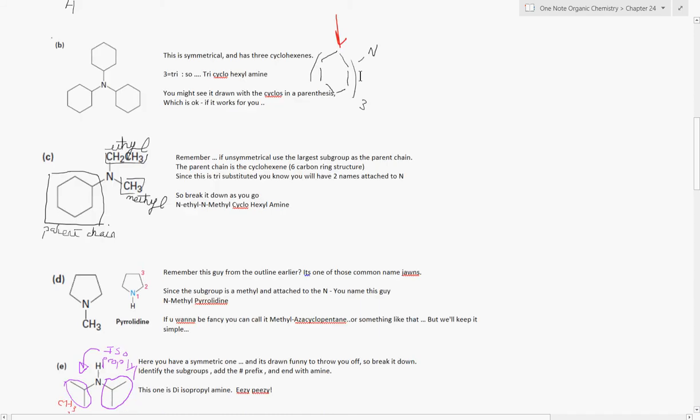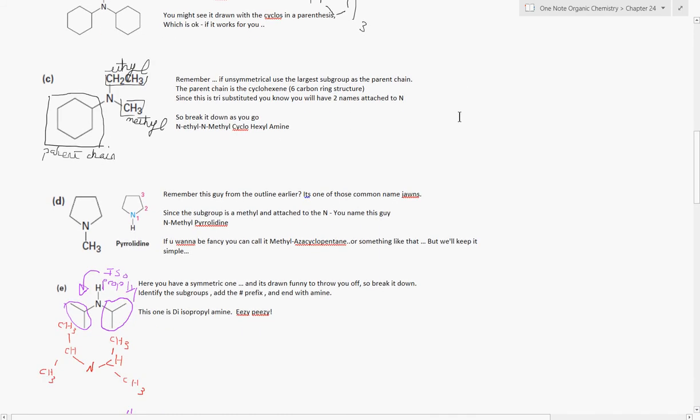And C, remember, if it's unsymmetrical, you use the largest subgroup as the parent chain. So the parent chain here is cyclohexene, which is a 6-carbon ring structure. Since it's tri-substituted, you know you have 2 names attached to the end. So you break it down as you go. You have your methyl cyclohexylamine as your parent chain, which I labeled here, and then you have a double N, so just break it down as you go. N-ethyl, N-methyl. So that's what's attached to the nitrogen here, ethyl-methyl.